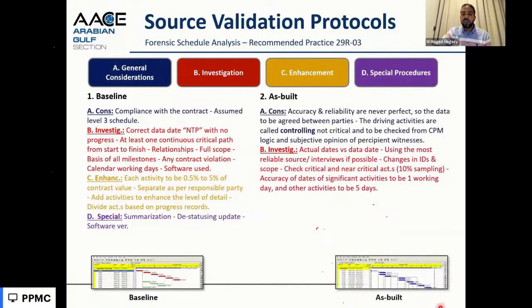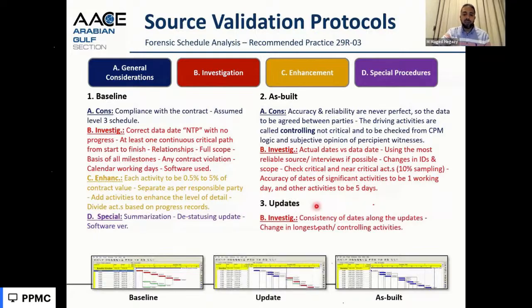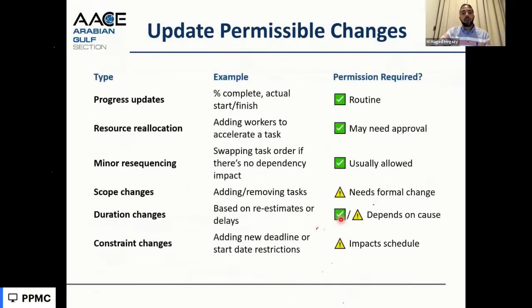And in the update, we need to check the accuracy of the actual data and the critical activities of the as-built. They call it controlling activities because it's not modeled or based on the relationships. It's based on the observation from the actual dates. We can do some sampling to make checks, no changes in the update. Also, we can check that from update to update it is consistent and the actual dates used are the same, no changes or manipulation.